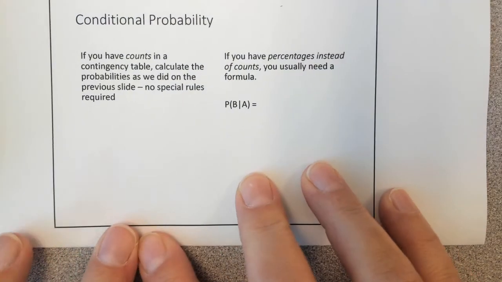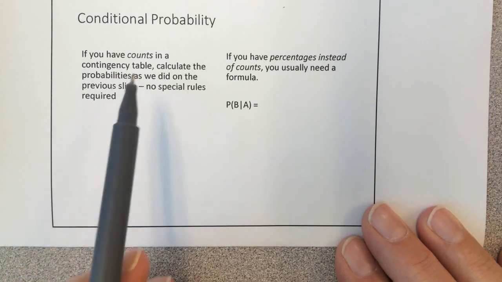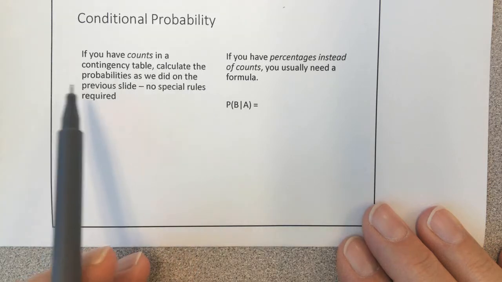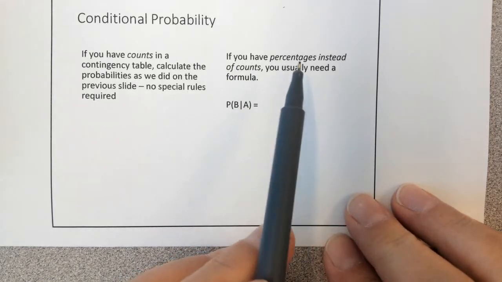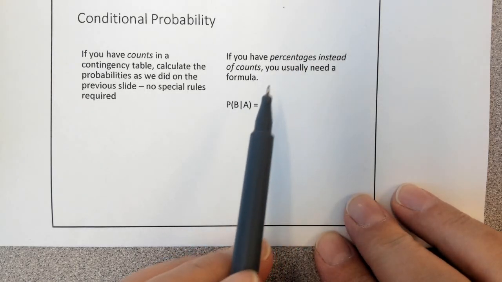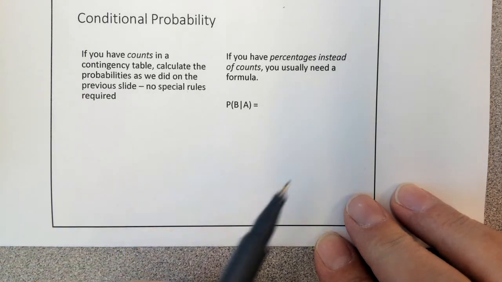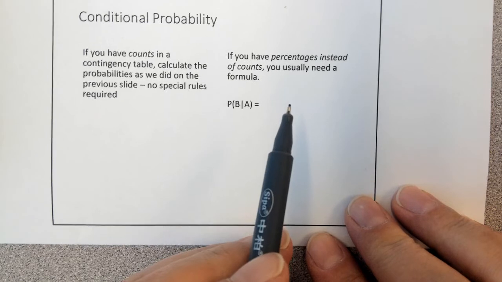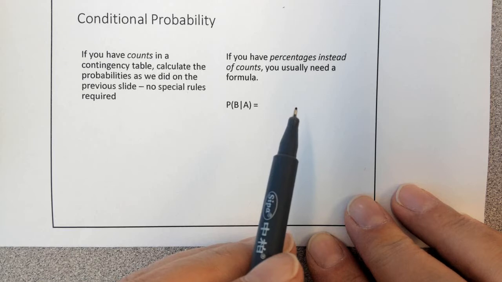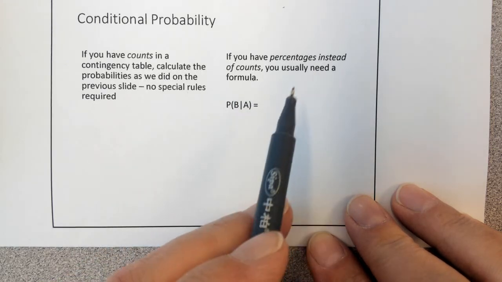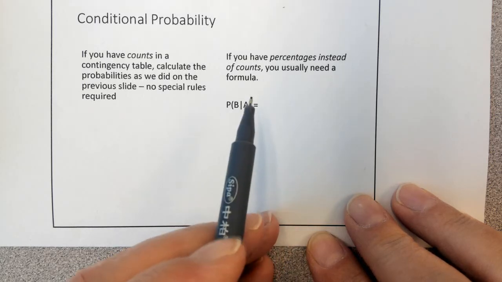So to summarize that: if you have counts in a contingency table, or even in a paragraph for that matter, calculate the probabilities as we did on the previous slide. No special rules are required. However, if you have percentages, the percentages don't add up to 100% in both directions. They will only ever add up to 100% in one direction. So contingency tables are not very handy for percentages. We generally don't use them for percentages because they only read correctly in one direction. So if you have percentages, you're going to get them probably from a paragraph, and you will need a formula.